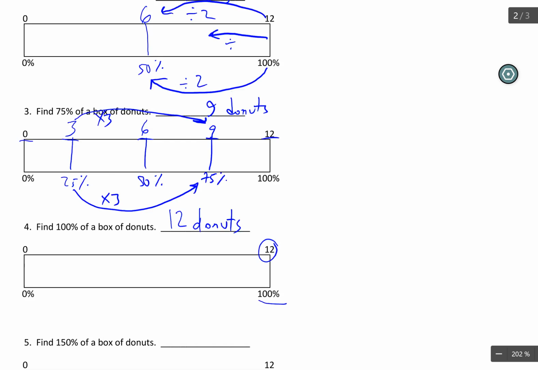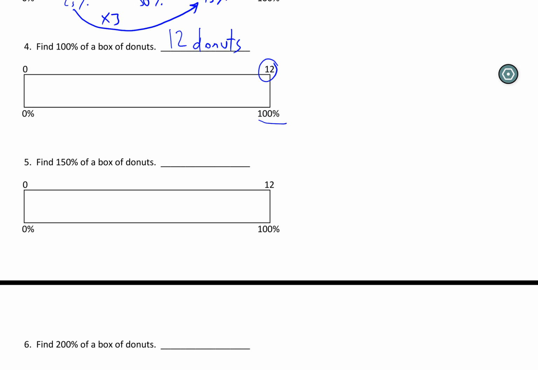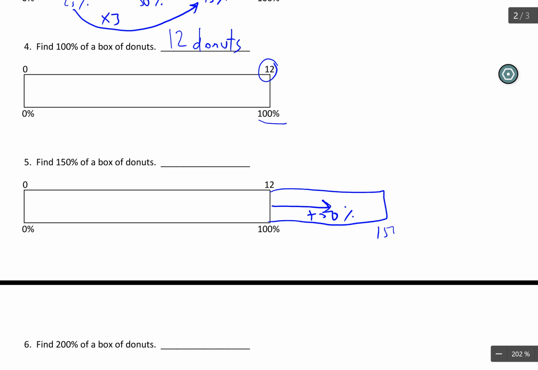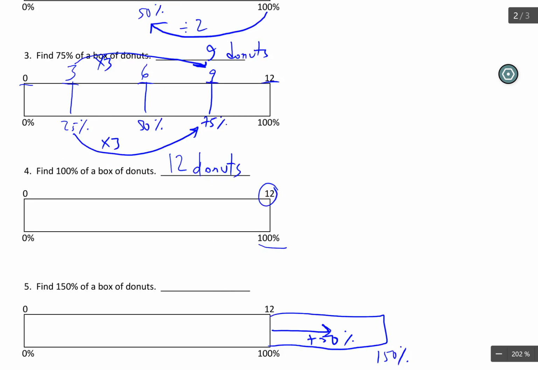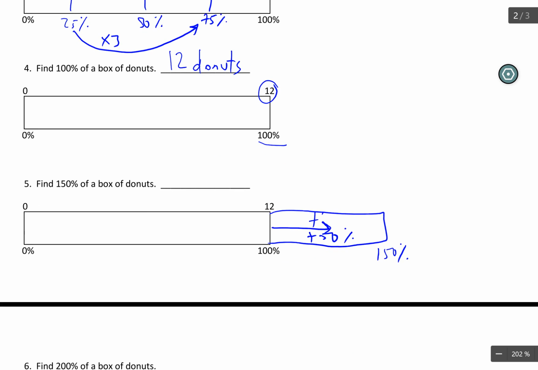All right, so we did question 4. Question 5, 150%. This is going to be an increase. I need to add on plus 50%. Well, 50% is going to get me to 150, but we said 50% was 6 donuts, so I'm going to add 6 donuts. So 12 plus 6 is 18. That's going to be one way to do it.